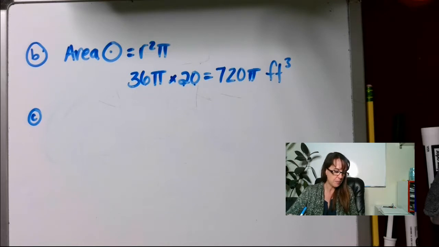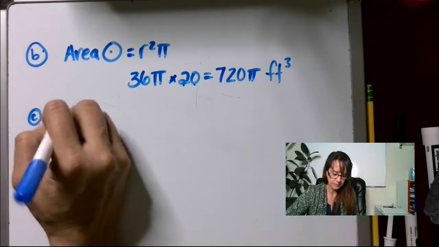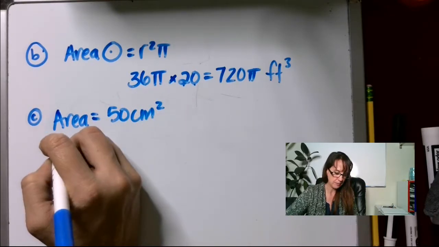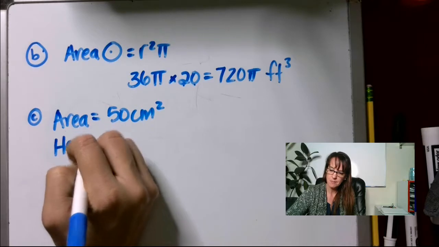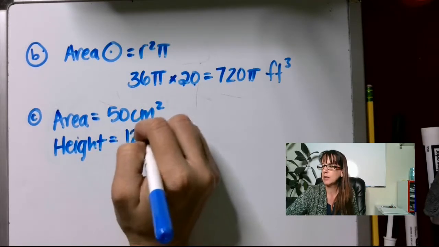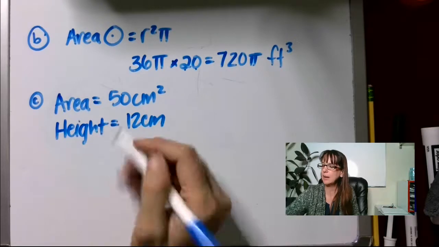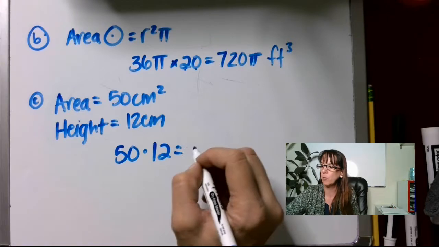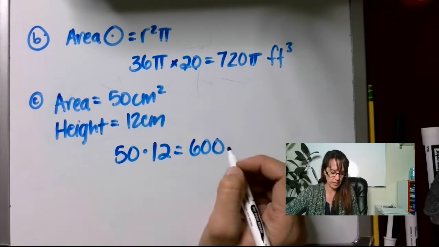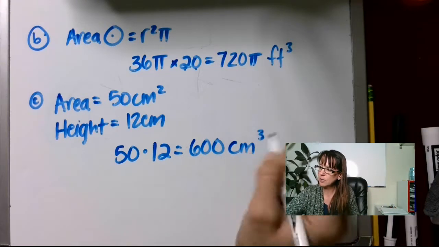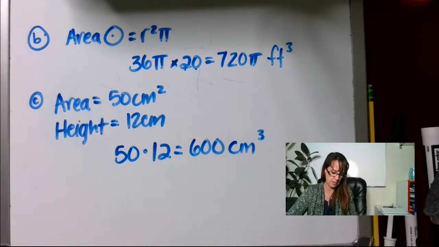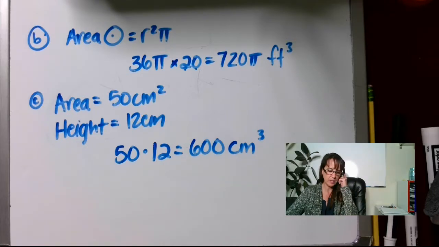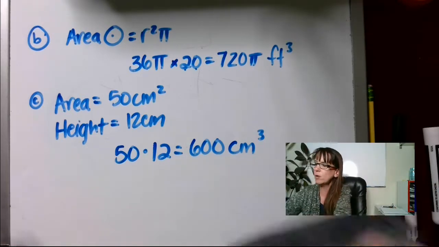All right, so for C, the base of a right solid has an area of 50 centimeters squared, and the height is 12 centimeters. Again, to find the volume of anything, we take the area of the base, multiply it by the height, and when we do that, we end up with 600 centimeters cubed. Okay, so I think that's it for those problems. Go ahead and give the rest of them a whirl. If you have any questions, let me know.